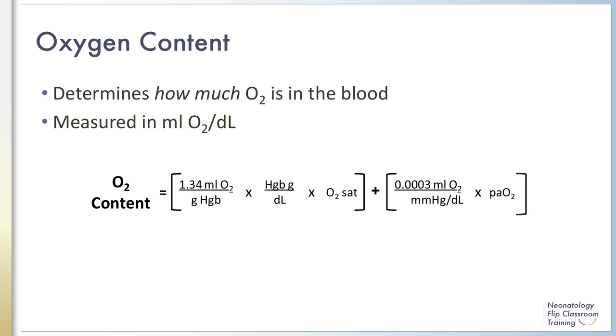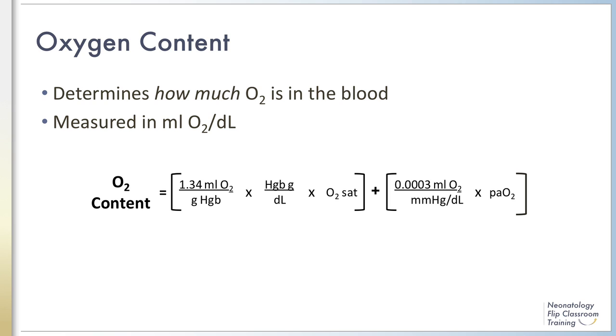Oxygen content is used to determine how much oxygen is in the blood and has a unit of measurement, milliliters of oxygen per deciliter. Oxygen content can be measured directly or calculated as shown here. The total hemoglobin concentration is multiplied by the oxygen saturation and the concentration of oxygen per gram of hemoglobin. This determines the amount of oxygen that is bound to hemoglobin.